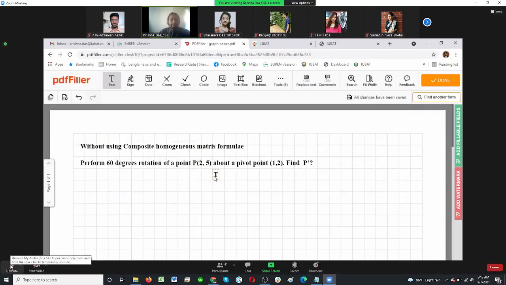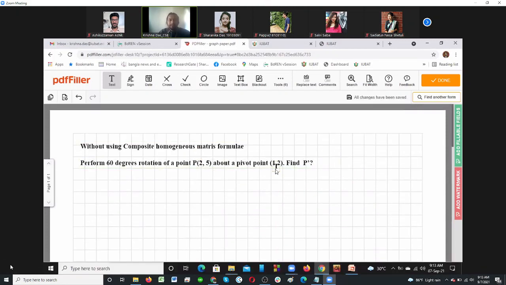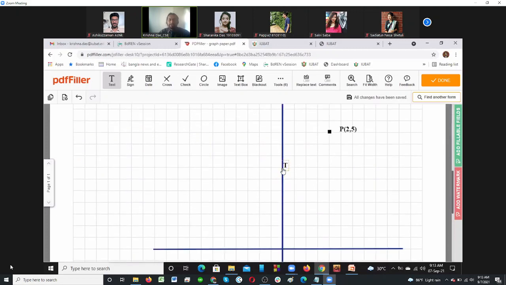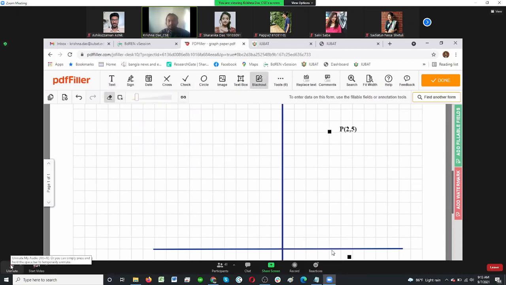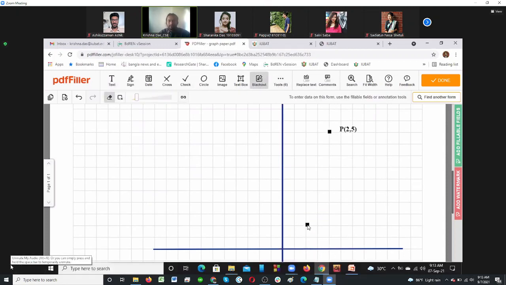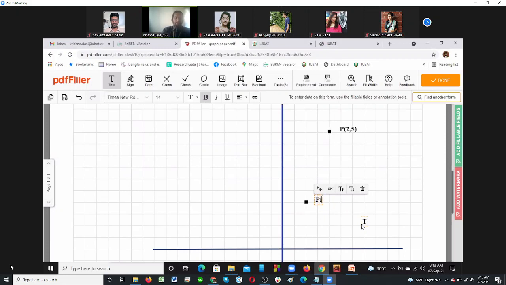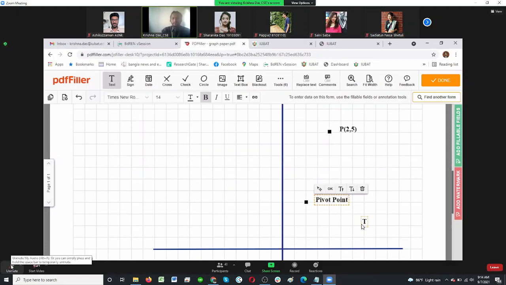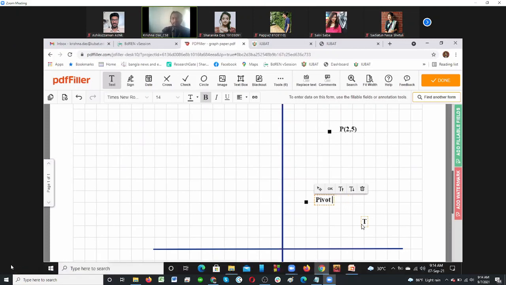And the pivot point that has been given is 1, 2. So let us also plot 1, 2. So this is 1, this is 1, and this is 1 and 2, right? So this is my pivot point, the pivot point is 1 and 2.